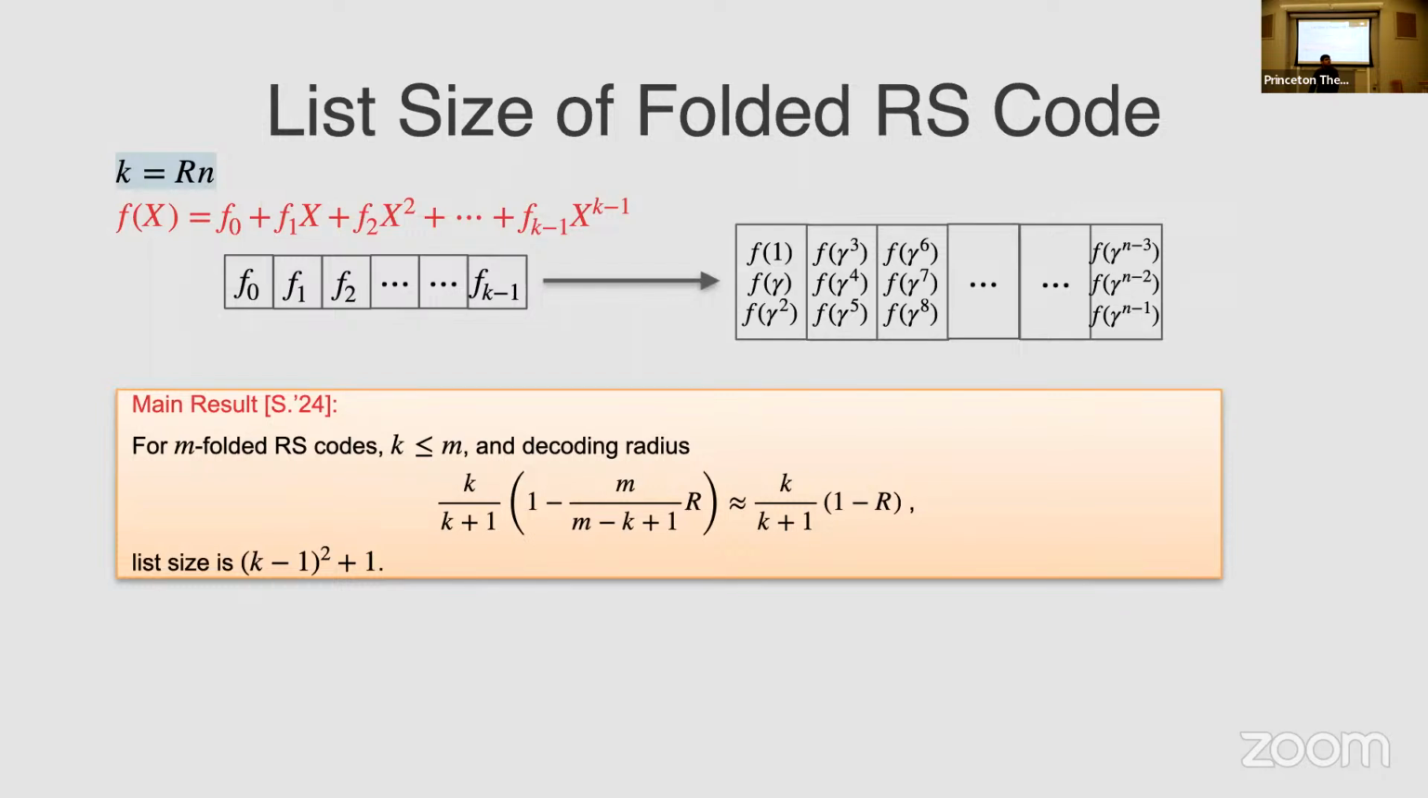1 over epsilon is the best we can do. And the result that we show is actually more fine-grained. We say that for any k over k plus 1 fraction of the distance, we get a list size that is just k minus 1 square plus 1. So even for small values, let's say 4 over 5, this will give a very benign list size of 10, or up to 8 over 9, it would be 50, and so on.